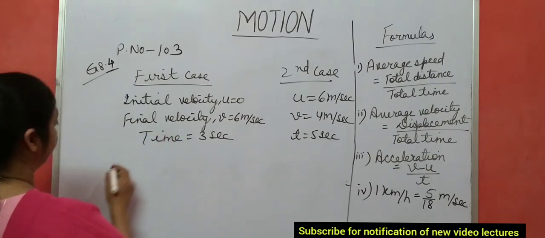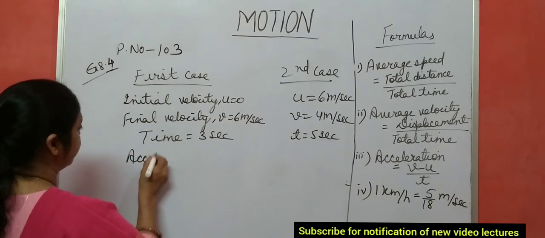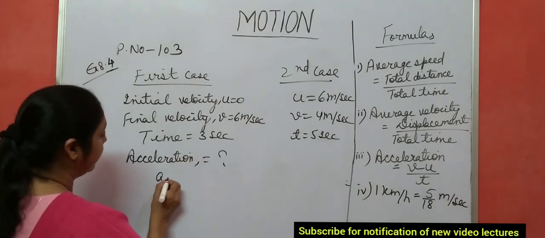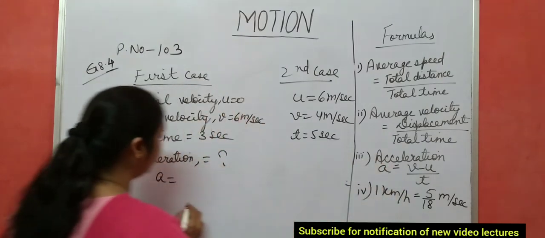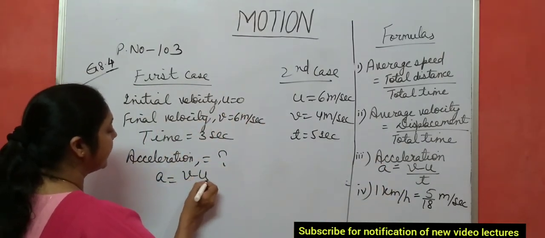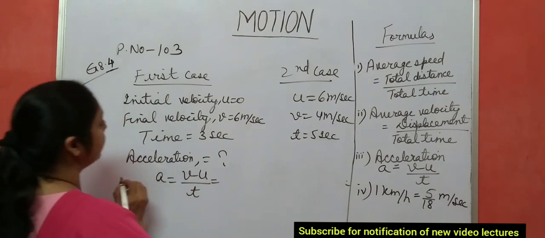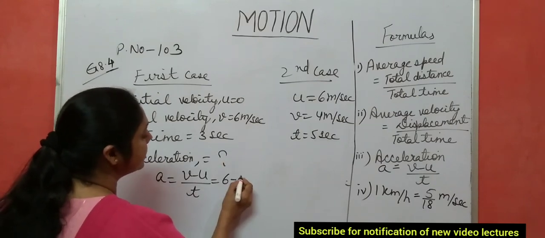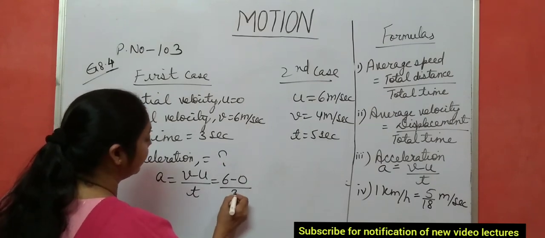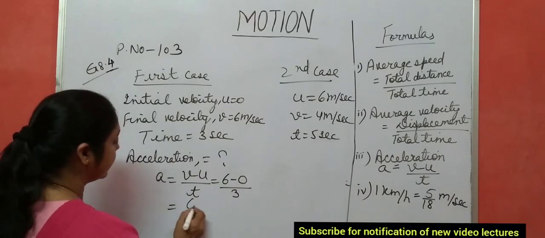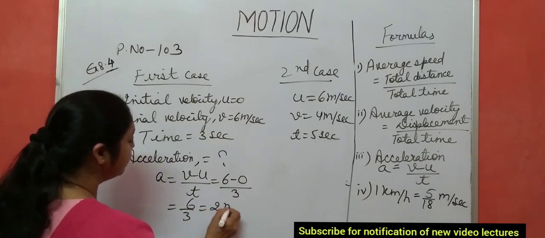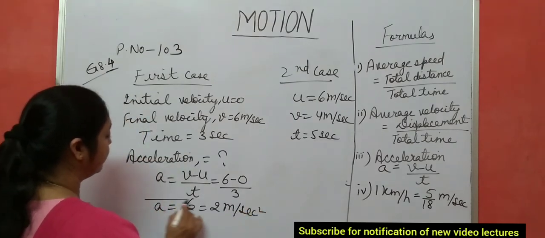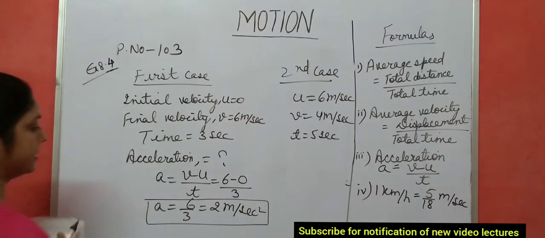So in the first case, you have to calculate acceleration. This A is the symbol for acceleration. A equals final velocity minus initial velocity by total time taken. Final velocity in the first case is 6, initial velocity is 0 and time is 3. So it becomes 6 by 3, which means 2 meter per second square. This is the value of acceleration in the first case.